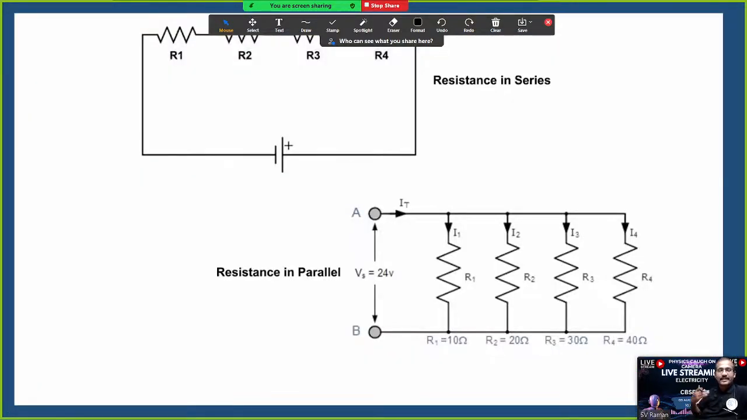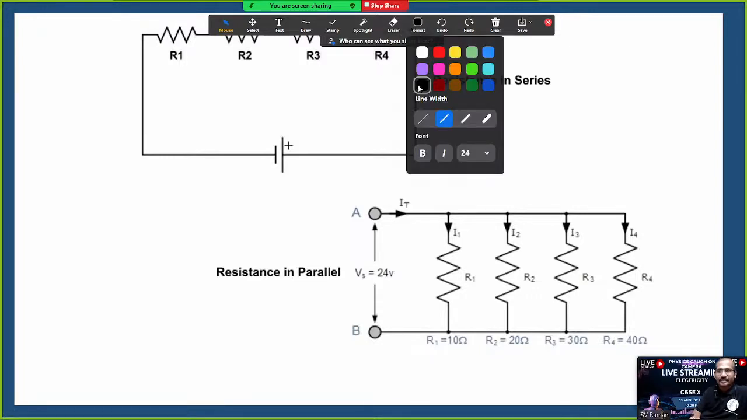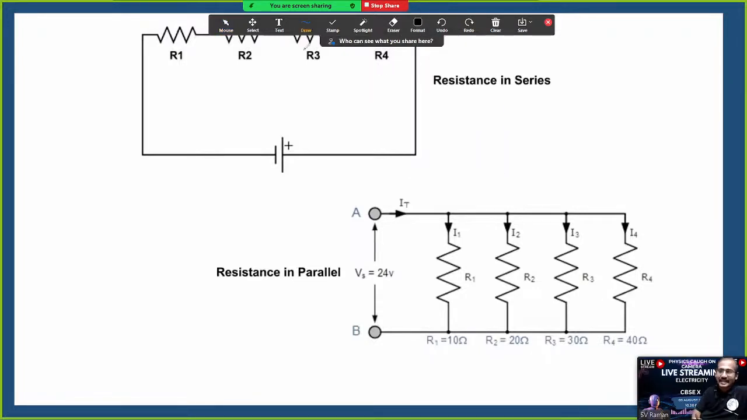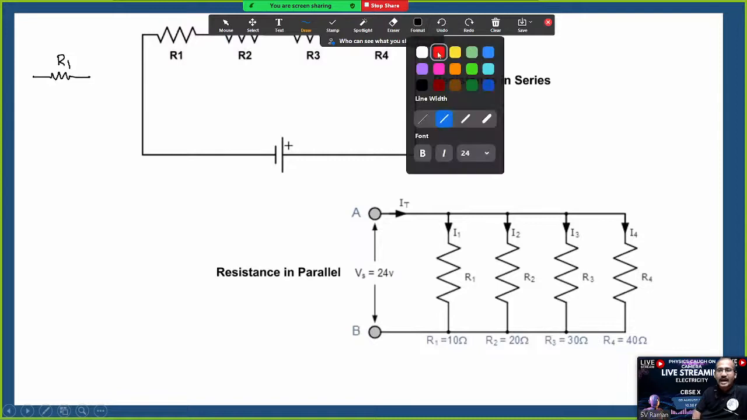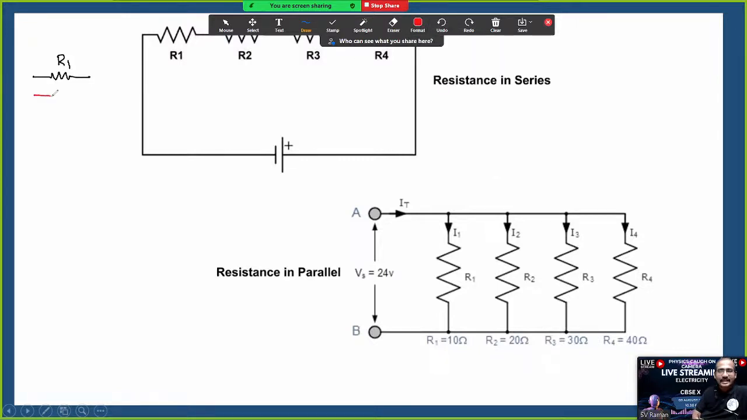Now, next upcoming topic: resistance in series and parallel. I'll derive it over here. What is resistance in series and parallel? Let us consider three resistances. Let's say this is resistor R1. Another resistor we can choose, that is R2.